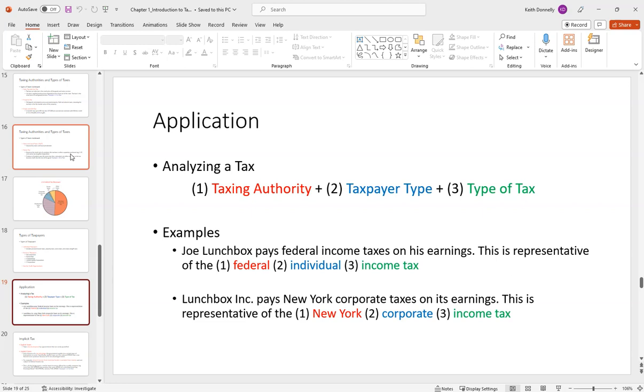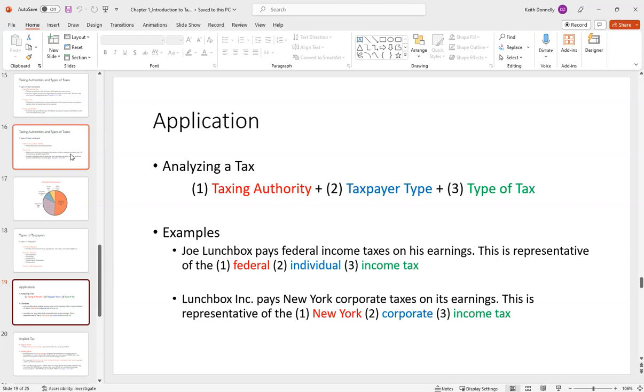Okay, here's a framework to help you understand taxes. If somebody comes up and says, I'm paying taxes on my job, you're going to say, hey, you need to be more specific. What are you talking about here? If we have a guy paying federal income tax on his earnings, using this framework, it would be the federal individual income tax he was paying.